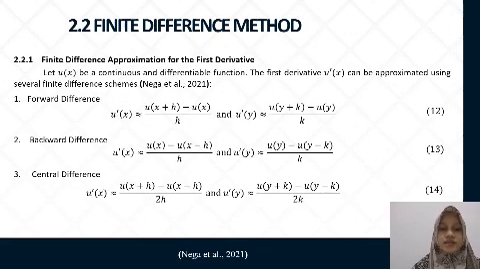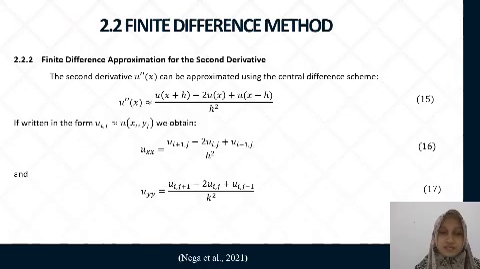Next is finite difference approximation for the first derivative. Let u(x) be a continuous and differentiable function. The first derivative u'(x) can be approximated using several finite difference schemes. The first one is forward difference, the second one is backward difference, and the last one is central difference. The next is finite difference approximation for the second derivative. The second derivative u''(x) can be approximated using the central difference scheme. We can see in equations 15 until 17.